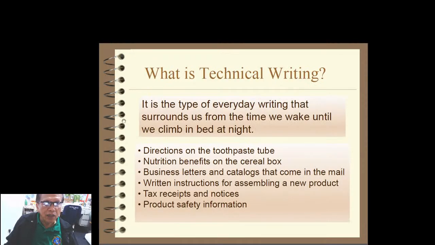What is technical writing? It is the type of everyday writing that surrounds us from the time we wake up until we climb into bed at night. Directions on a toothpaste tube are an example. The nutrition benefits on a cereal box are another example. Business letters, catalogs, brochures, things like that. Then written instructions for assembling a new product, which is also a technical specification. Then tax receipts and notices, product safety improvement. All of this kind is technical writing.